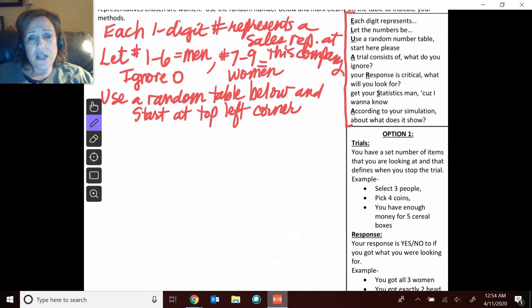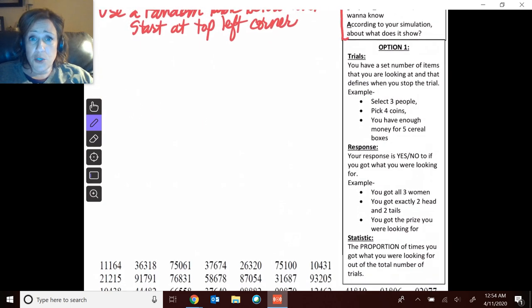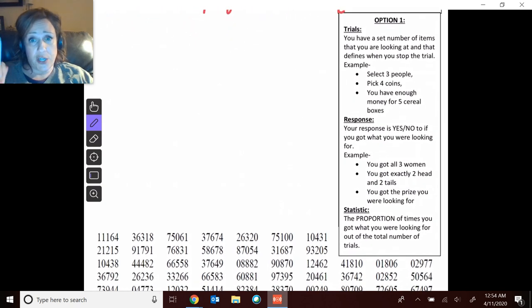All right, so let's take a look down here. The first problems in our first set of notes are ones where the trials and the response and the statistics are like this. I'm going to call these notes part 1, the ones with this scenario like option 1 here. These are ones where you have a set number of items that you need to look at, and that's the end of a trial. For example, we're selecting 3 people to go on the trip. Bam. Once 3 people are selected, that trial is done.